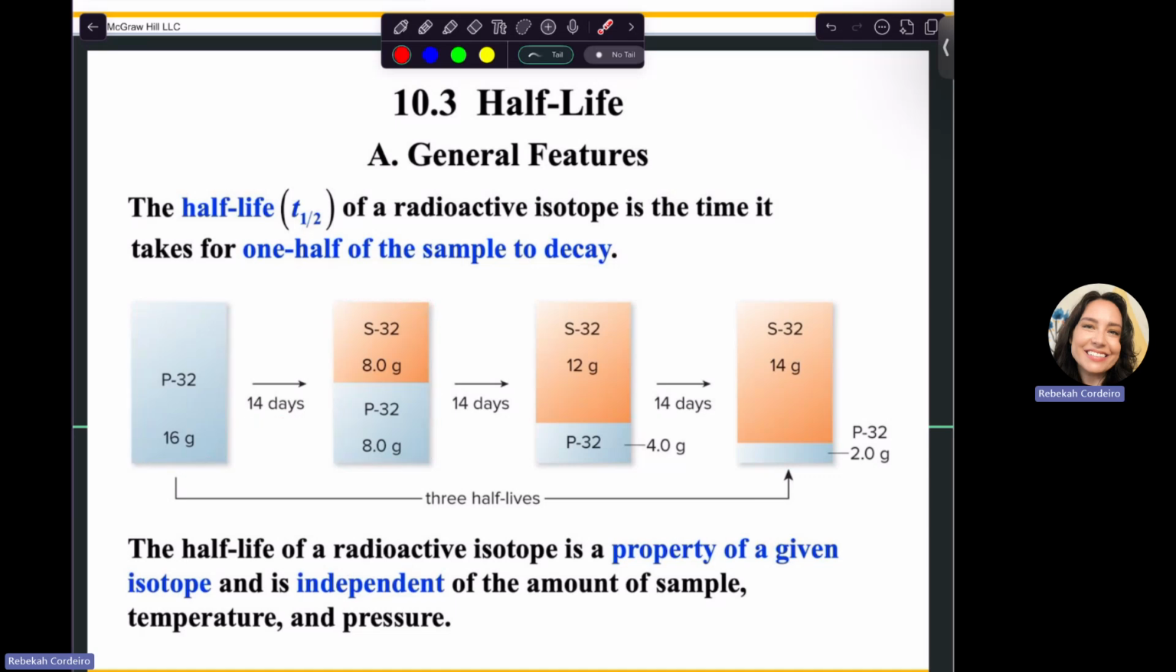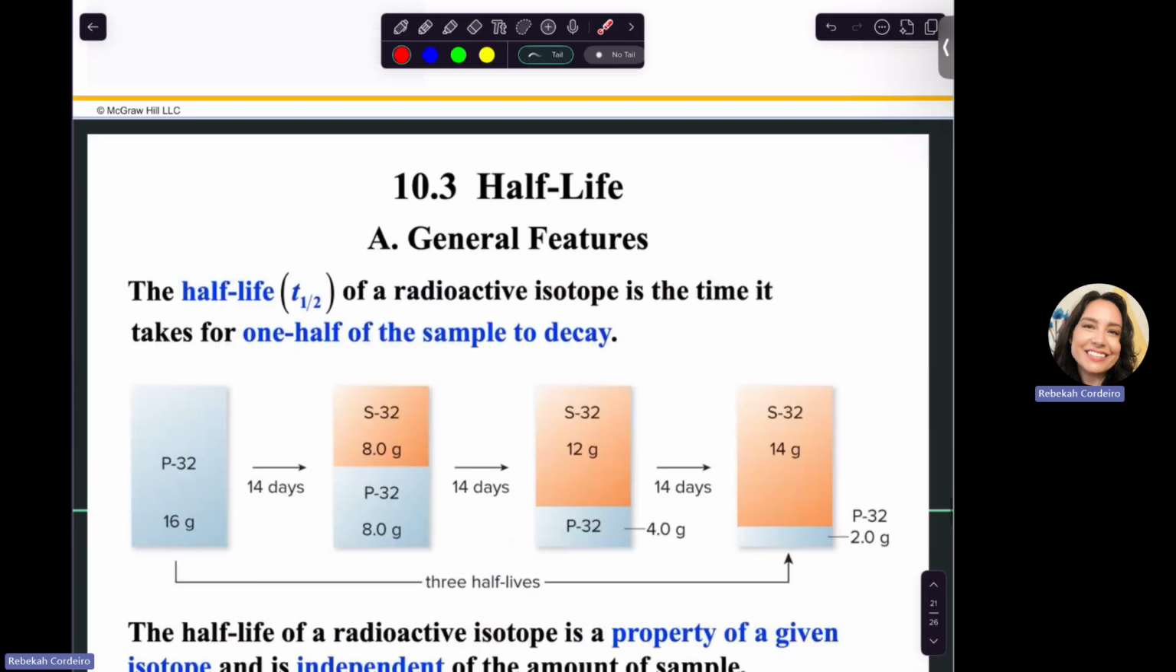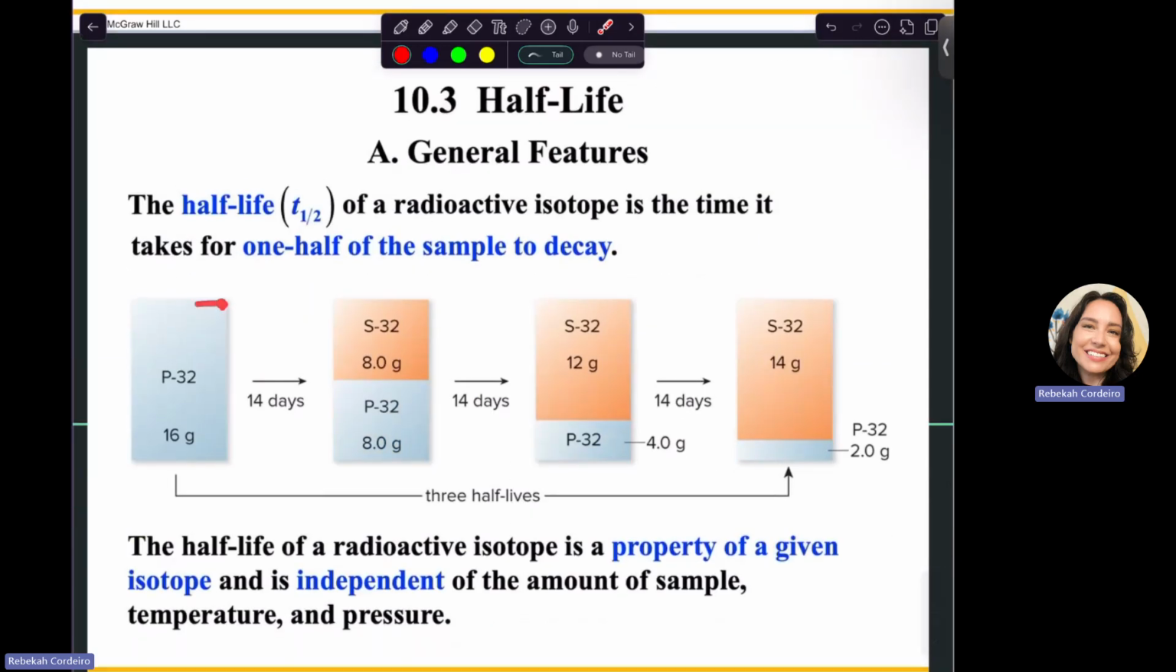We're noticing that we're turning into totally different elements now. So let's look at the blue. We start with 16, we take half of it after the first half-life, so now we have 8. The next half-life, we take half of 8. What's half of 8? 4. The next half-life, we take half of 4. What's half of 4? 2. So if you just look at the blue, we're just decreasing by half every half-life.